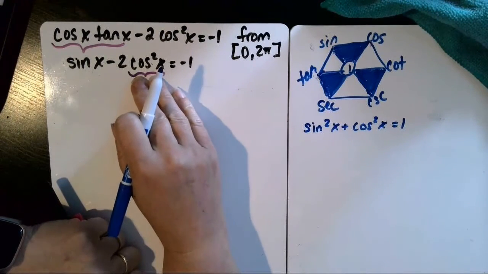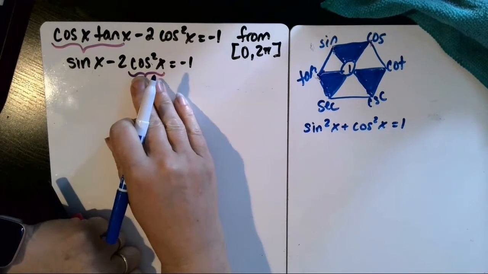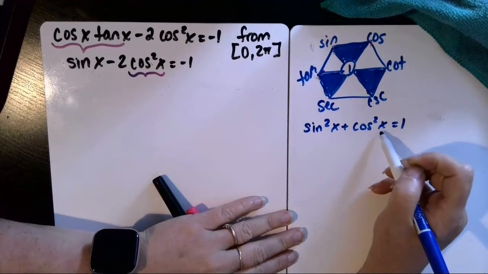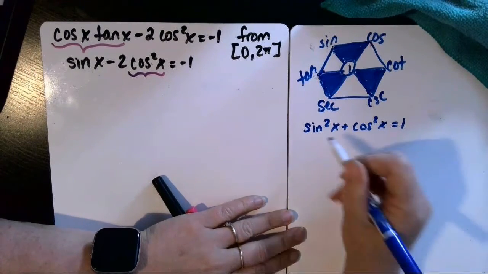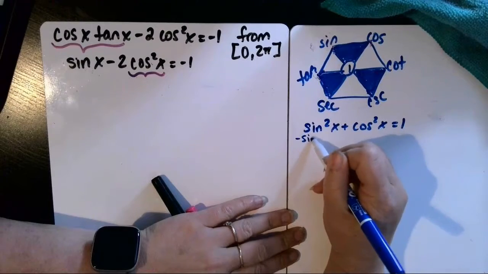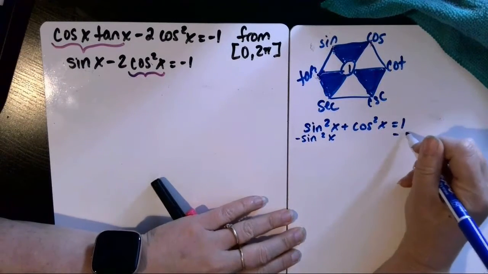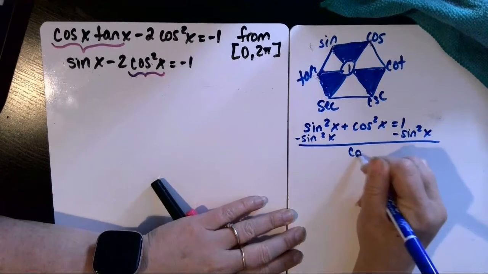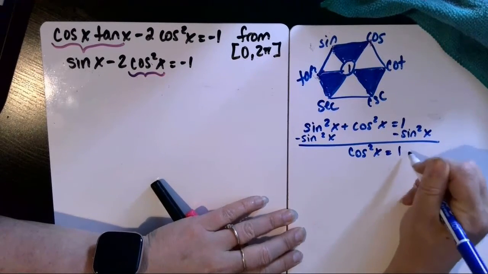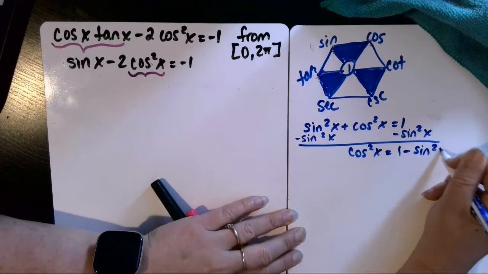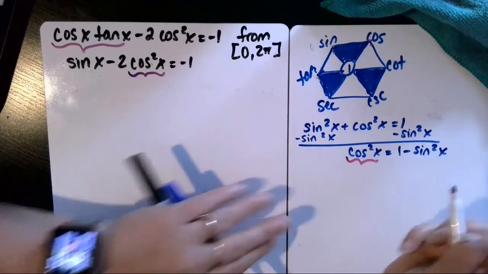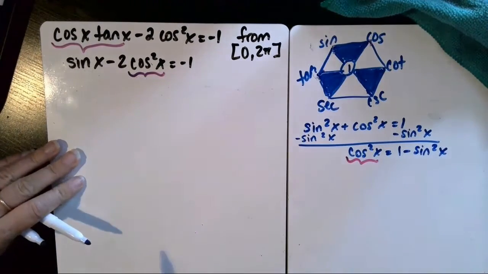But we need to substitute just the value of cosine squared x into our equation, which means we need to solve this identity for cosine squared x. And we'll do that by subtracting sine squared x from both sides. And then cosine squared x is equal to 1 minus sine squared x. And that is what we're going to substitute into the equation.